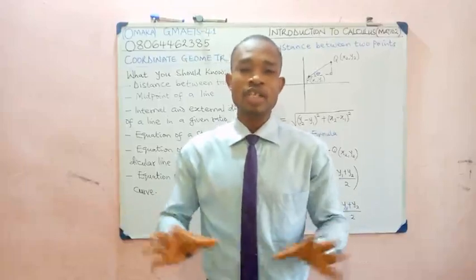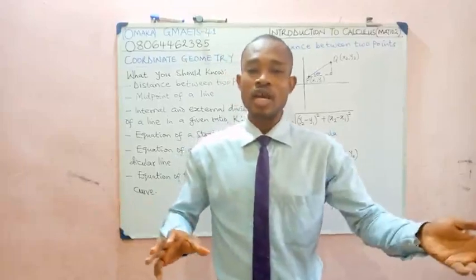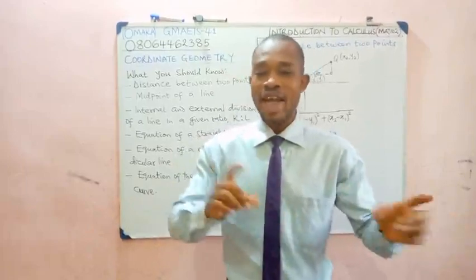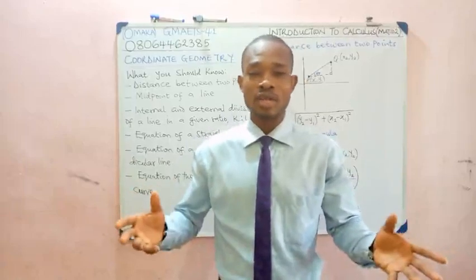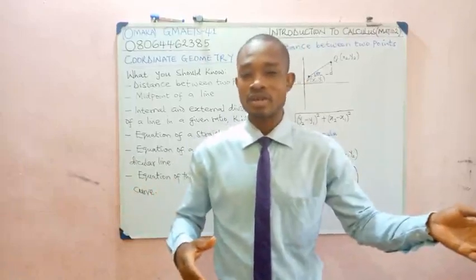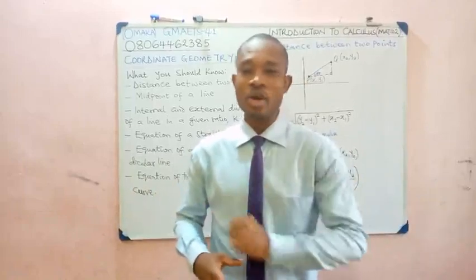Now, in talking about coordinate geometry, we encounter the concept of Cartesian coordinates, where we use the x and y axis. And then we also encounter the concept of polar coordinates. We also have cylindrical coordinates. We're going to focus on Cartesian coordinates.